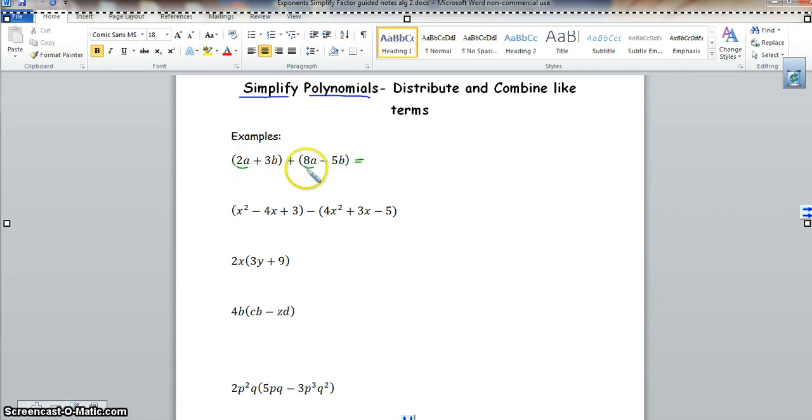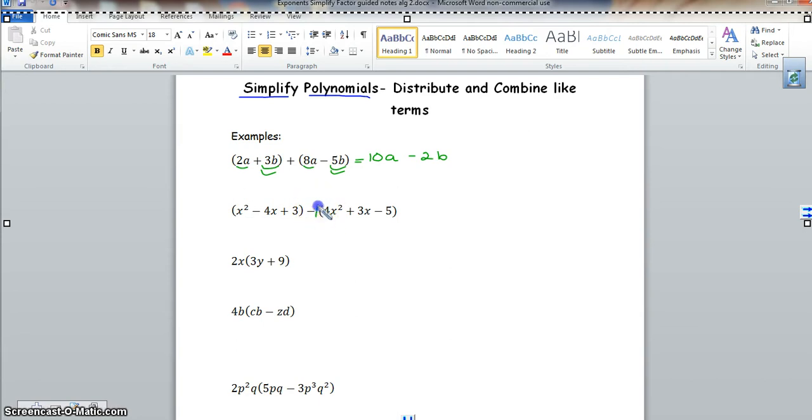So 2a and 8a are alike because they have the same variable and the variable has the same exponent. So this would be 10a. And then we have 3b plus a negative 5b. So that would be minus 2b. Let's look at the subtraction one.